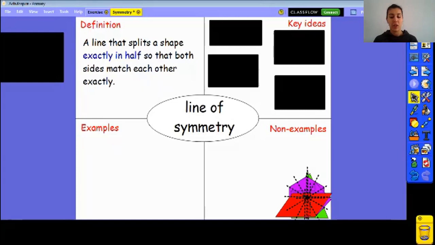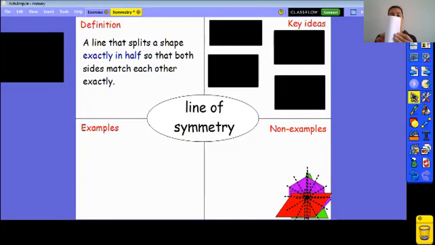Okay, so let me show you what I mean by that. I've got a sheet of paper here, and you might be able to tell me what shape it is, because it's got 2 long sides and it's got 2 short sides. It is a rectangle. Well done. So this is my rectangle here.